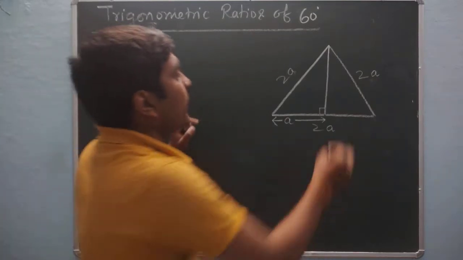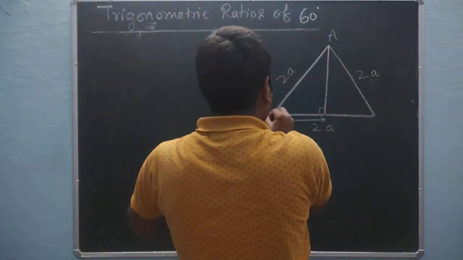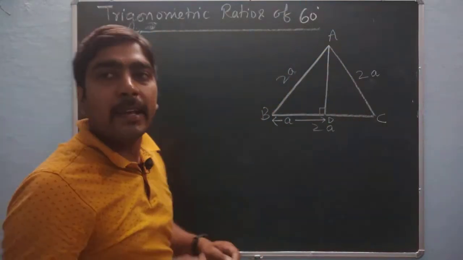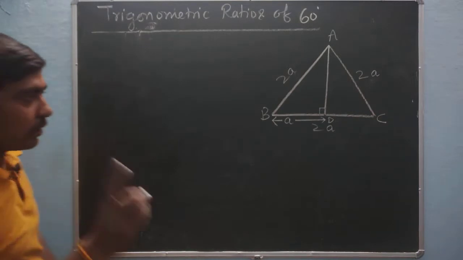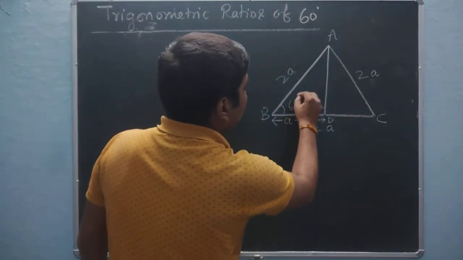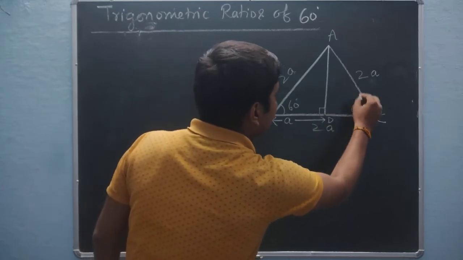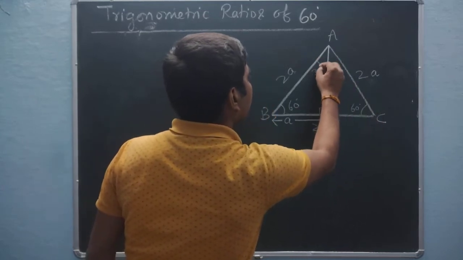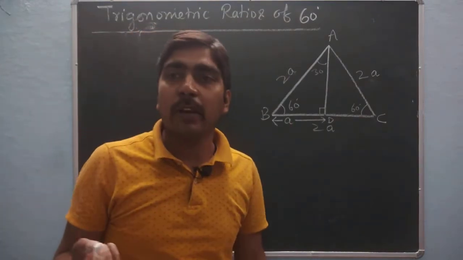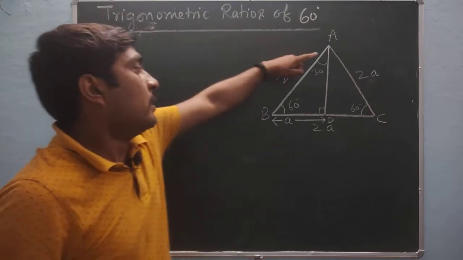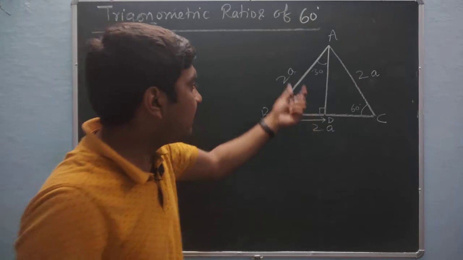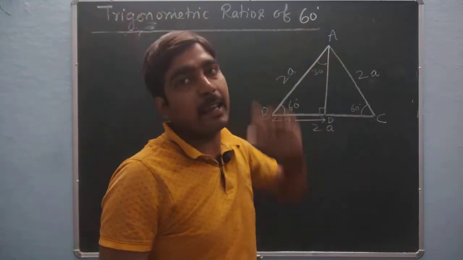Now we will find AD. If we want to find AD, then we will use Pythagoras theorem. This angle will be 60 degrees and this will be 60 degrees, and this angle will be 30 degrees by the property of an equilateral triangle, since this is the bisector and it divides this side and this angle as well.